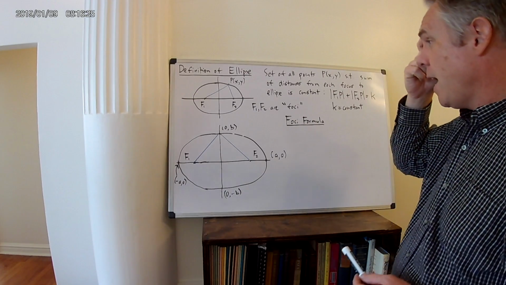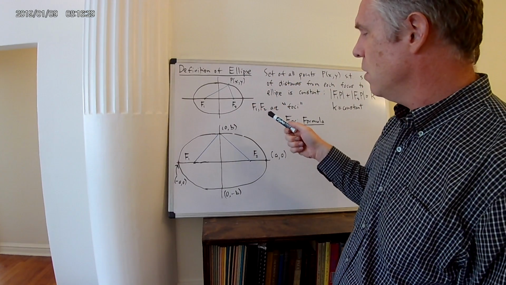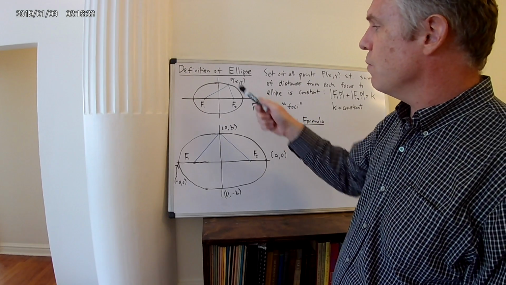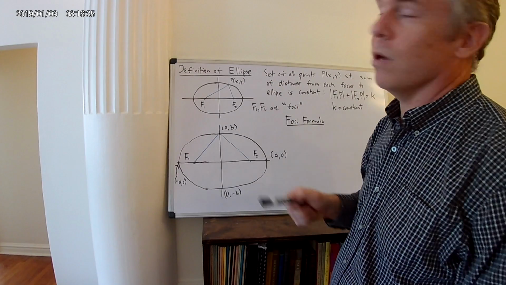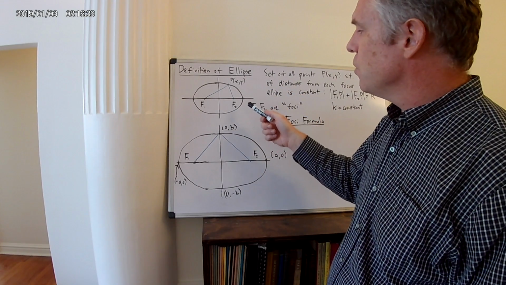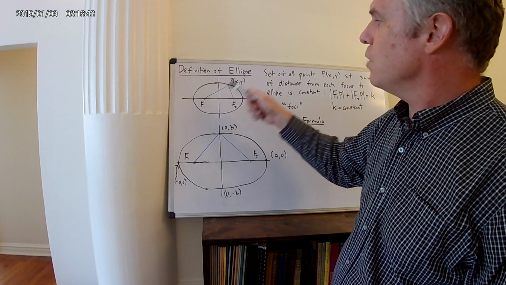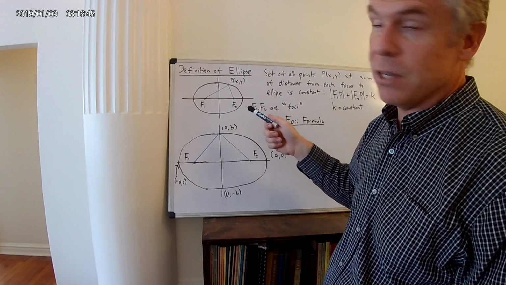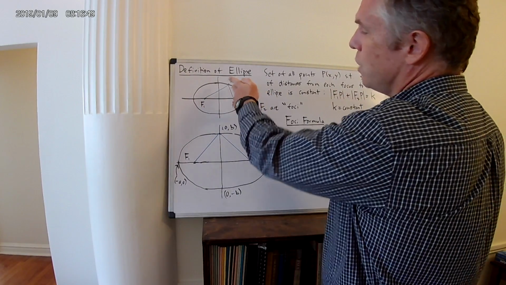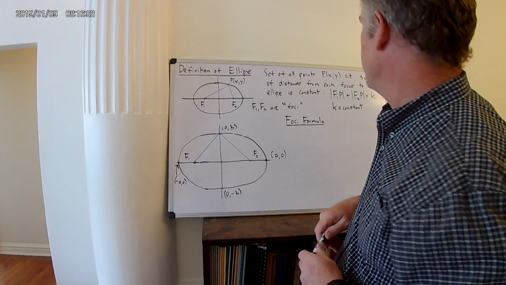The definition of an ellipse is it's the set of all points such that the sum of the distances from the two foci to those points is a constant. Let me say that again. It's the set of all points such that the sum of the distances from the two foci to those points is a constant. So as I move this point around, this distance will change and this distance will change, but the sum of these two distances remains the same.